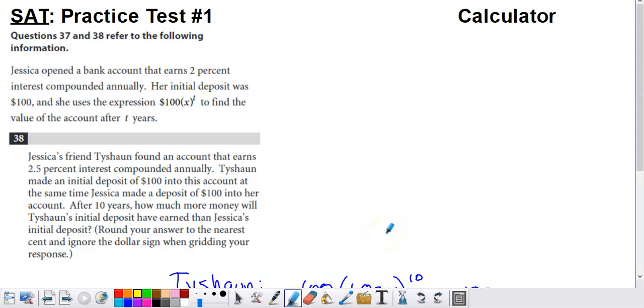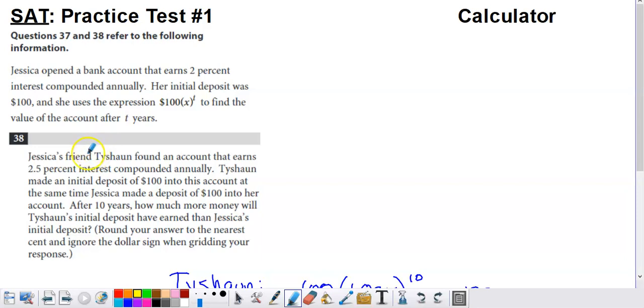So the final question in this SAT practice test involves the same statement that we used within problem 37. So we've got Jessica opening a bank account, 2% interest. She initially deposited $100. She only gets paid interest once a year, and she's going to use the expression 100 times 1.02. We found that value for x back in number 37. So 100 times 1.02 to the t power. T is being measured in years.